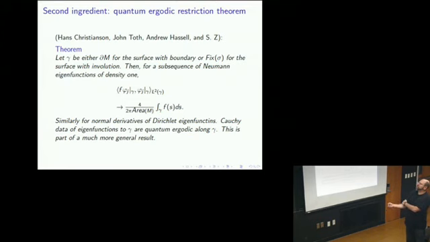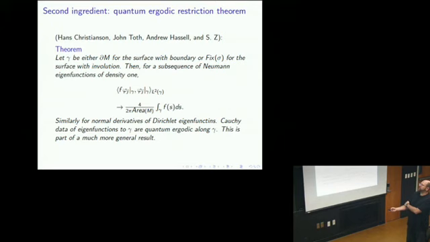So here's the theorem we use. This was a theorem which, to some extent, we proved for this purpose. So Andrew Hassell and I proved this for the boundary case about 15 years ago. And Christensen, Toth, and I proved it in every case just last year. So the statement is, without getting into too many technicalities, in the Neumann case, you take the eigenfunctions and you restrict them. Here gamma is either the boundary or it's the fixed point set. And these are restricting eigenfunctions to that set.